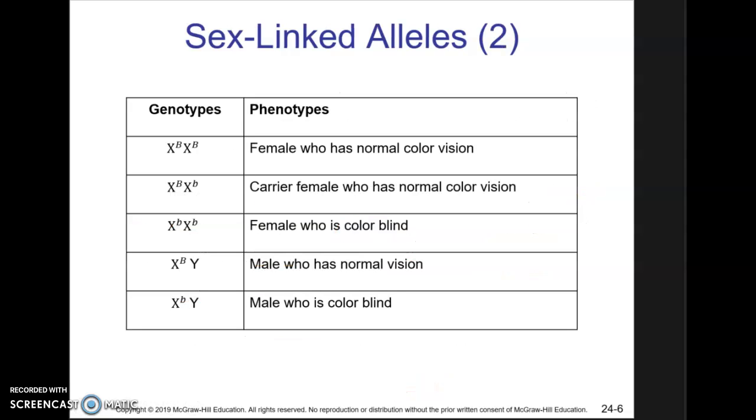So here is the genotype. Look at this. This has normal color vision, right? B is not the faulty allele. In this case, she's a carrier. Here, the female is going to be colorblind. In this case, the male has normal vision, and don't say carrier in this case, okay? But here, you can see the male who is colorblind. You see this, right?